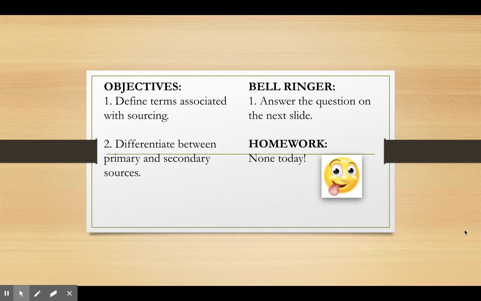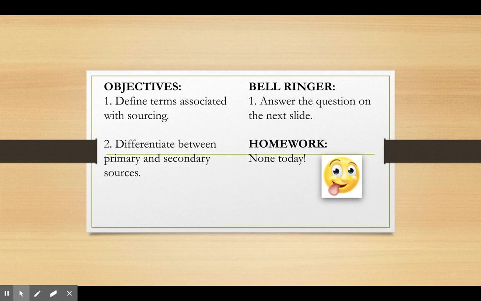Here's what we are going to do today. Looks like we're going to look at sources. So the question is, how is evidence from sources used to construct what happened in the past? We're going to learn the terms associated with sourcing, and we're going to be able to tell the difference between primary and secondary sources.